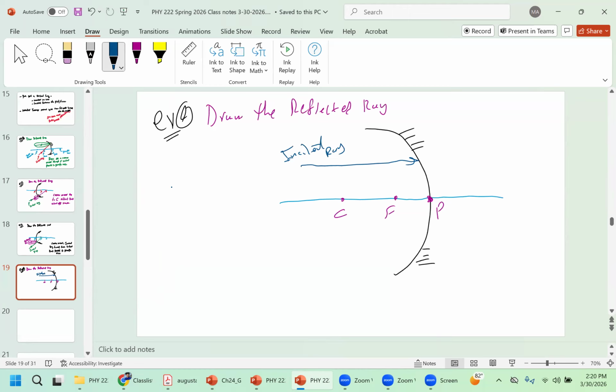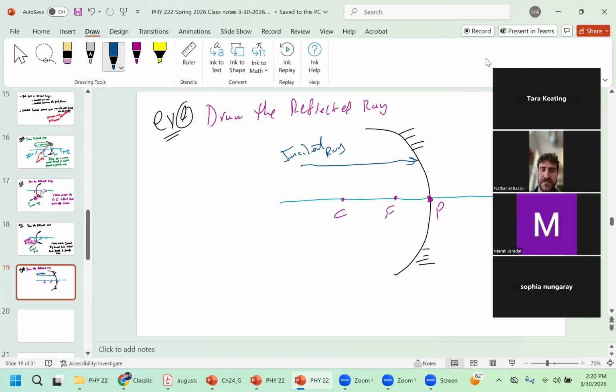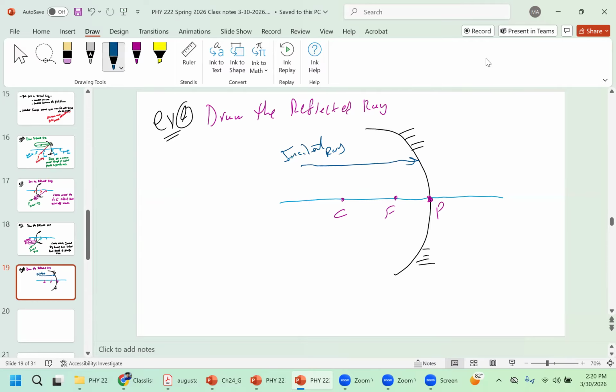Now notice when I put the incident ray, it's going towards the mirror. Does that make sense? Are y'all with me so far? That's important to understand. When you have an incident ray, it goes towards the mirror, right? If you have a reflected ray, it goes away from the mirror, right? So let's say if you have it in there, where's it going? Towards the focus? Exactly. Yes, through the focus.